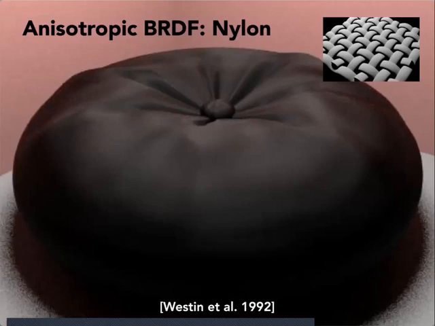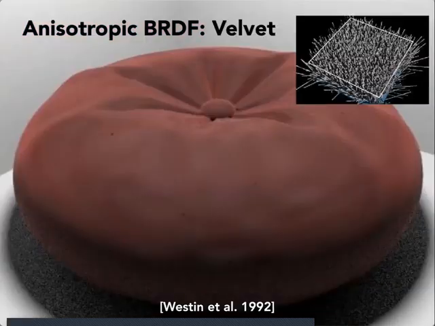Anisotropic BRDFs are very common in the world once you start looking for them. Nylon or most textiles have some kind of microstructure that preferentially scatters light in certain cardinal directions more than others. Some types of materials, like velvet, for example, actually have fibers deliberately sewn in a way so that they stick out of the surface. And then the reflection depends on how the surface has been brushed or combed.